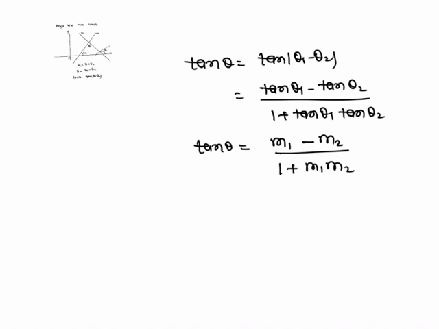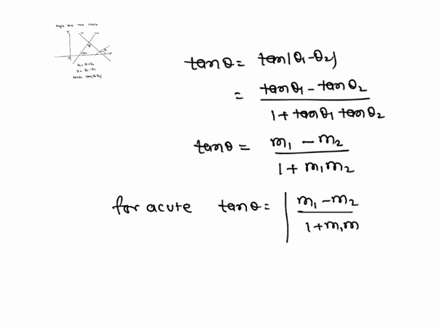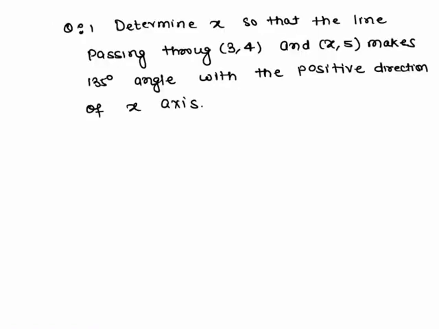So for acute, tan theta equals the modulus of (m1 minus m2) upon (1 plus m1 m2). For finding the obtuse angle, we do pi minus theta. So that is the obtuse angle. Next, one problem we will take.